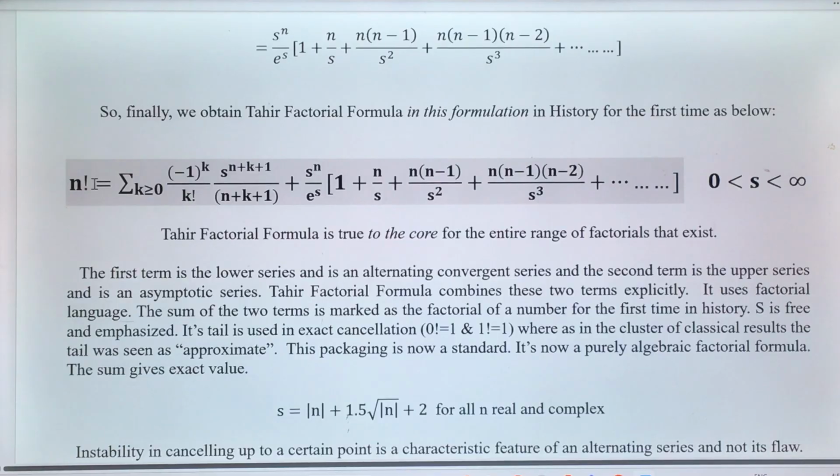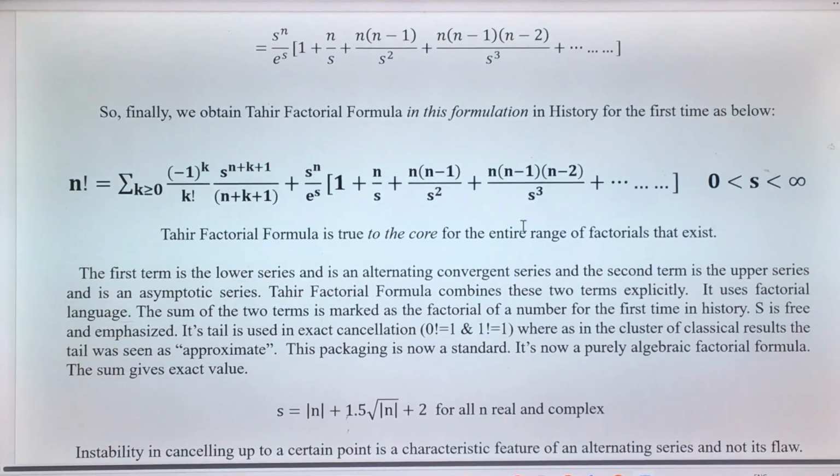So this is the algebraic formula where s is greater than 0 and less than infinity. This is the algebraic formula for the calculation of factorial. Tahir Factorial Formula is true to the core for the entire range of factorials that exist. So whatever factorial you can find with any classical method, you can find with this.